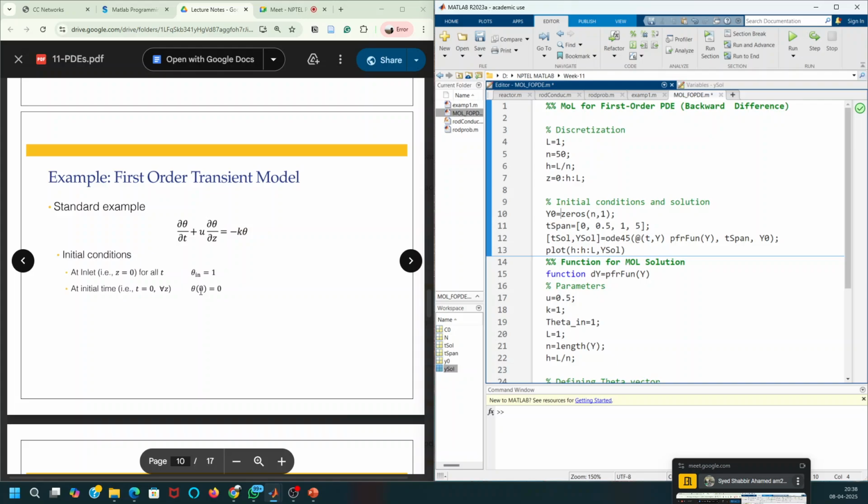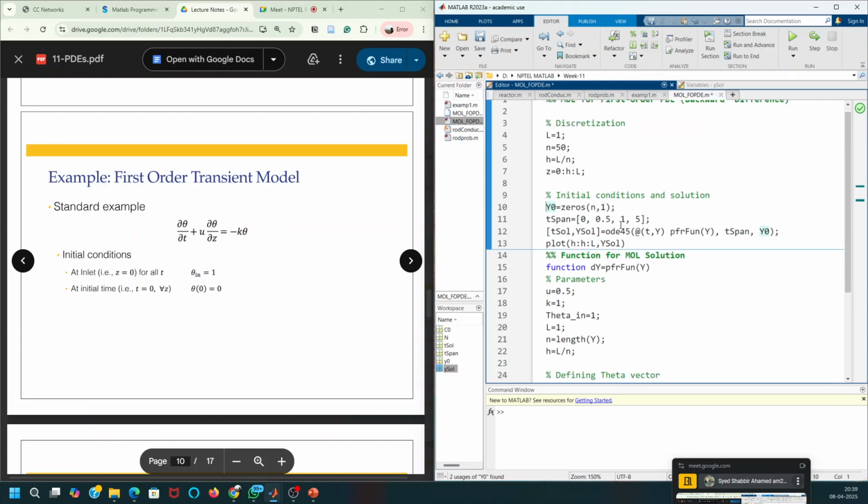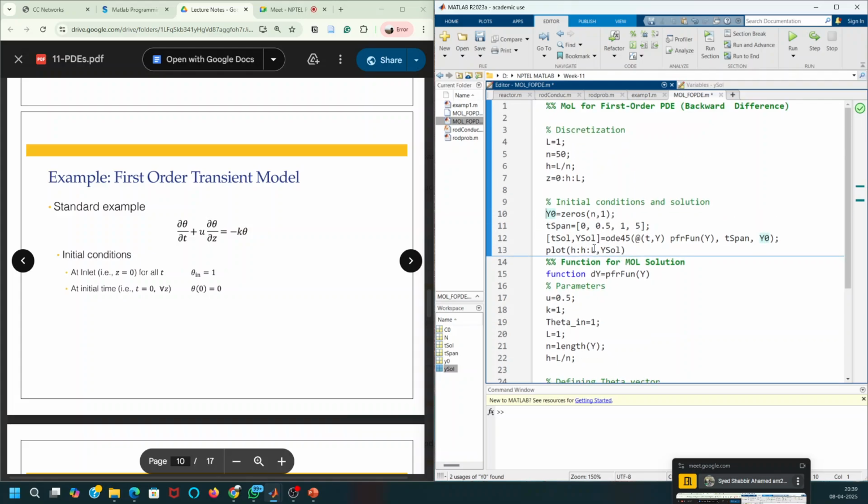It is given that theta naught is equal to 0, so initially all the values of theta are 0. That's why y naught is zeros of n comma 1. We are not taking the initial point here, because the boundary condition is already given, which is theta equals 1. And then we will solve it. After solving it, we will get t solve and y solve.